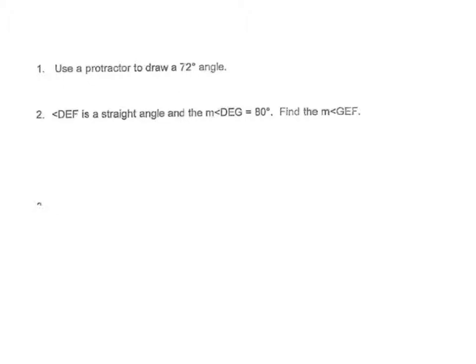Okay, some review problems. Use a protractor. So a 72 degree angle. So you can do that. 72 degrees. Make sure you label it. Make sure you have arrows at the end.